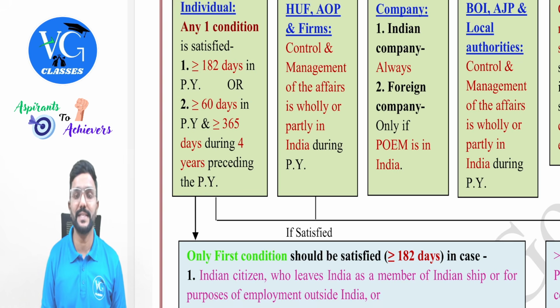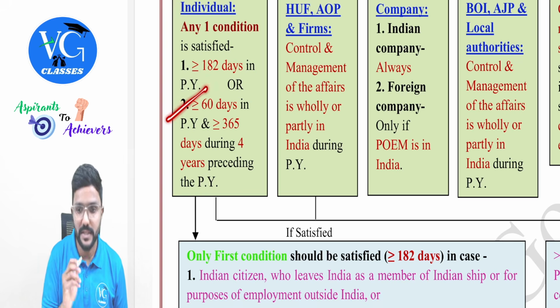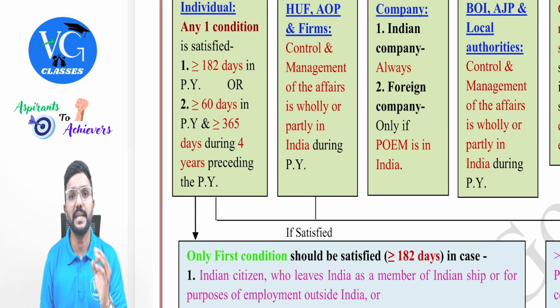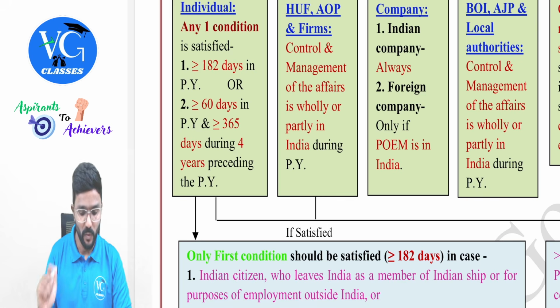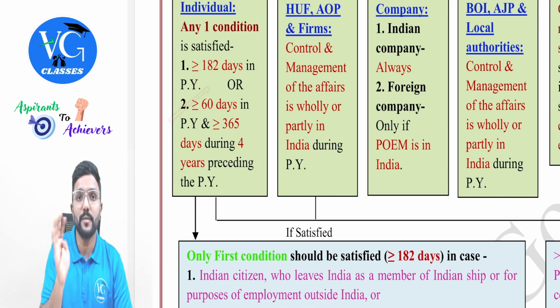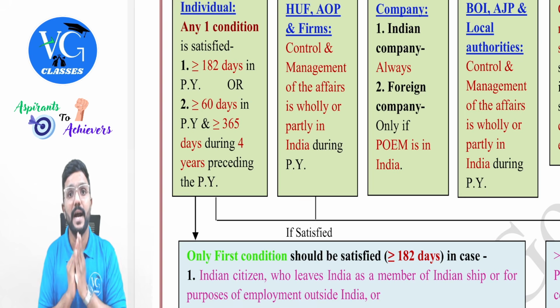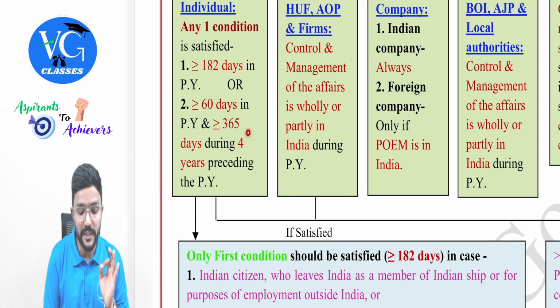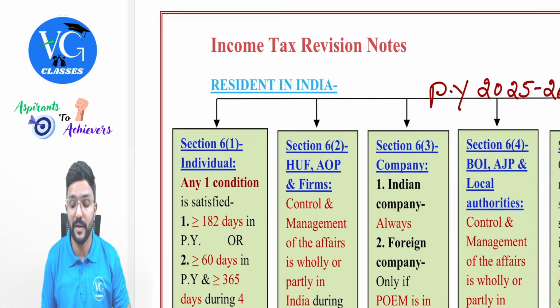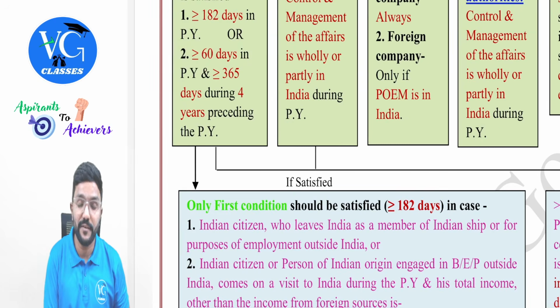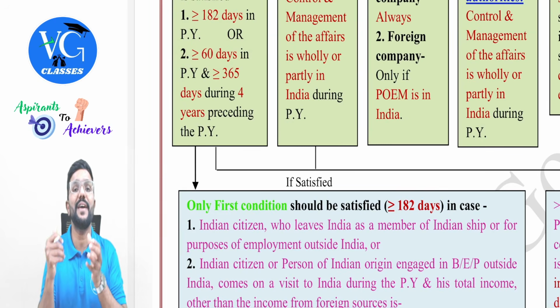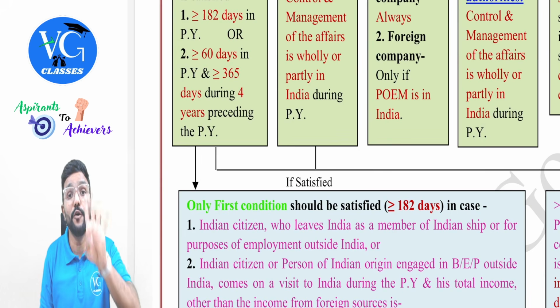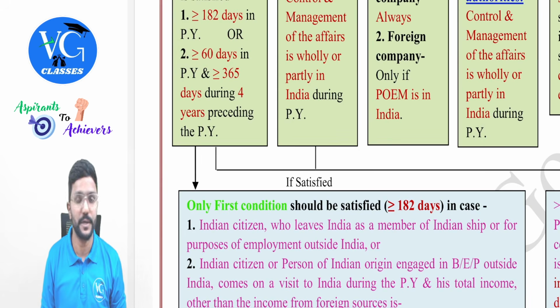If first condition is not satisfied, then we will go and check the second condition. The second condition has 2 points. Both the conditions have to be satisfied. Please be careful. What is it? 60 days or more during the previous year and 365 days or more during 4 years preceding the previous year. And while counting these 4 years, we should not include our previous year. 60 days is for our previous year, whereas 365 days or more is during 4 years preceding our previous year.